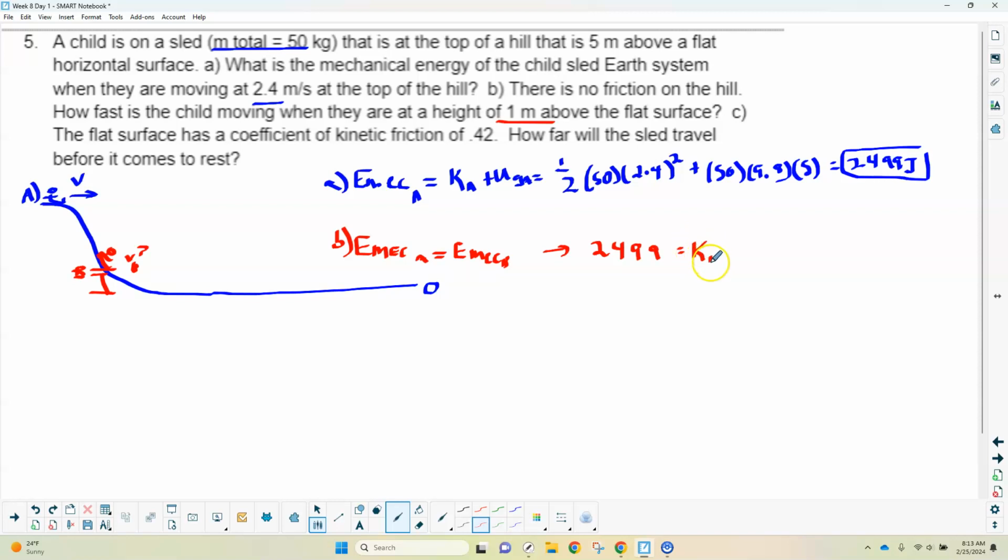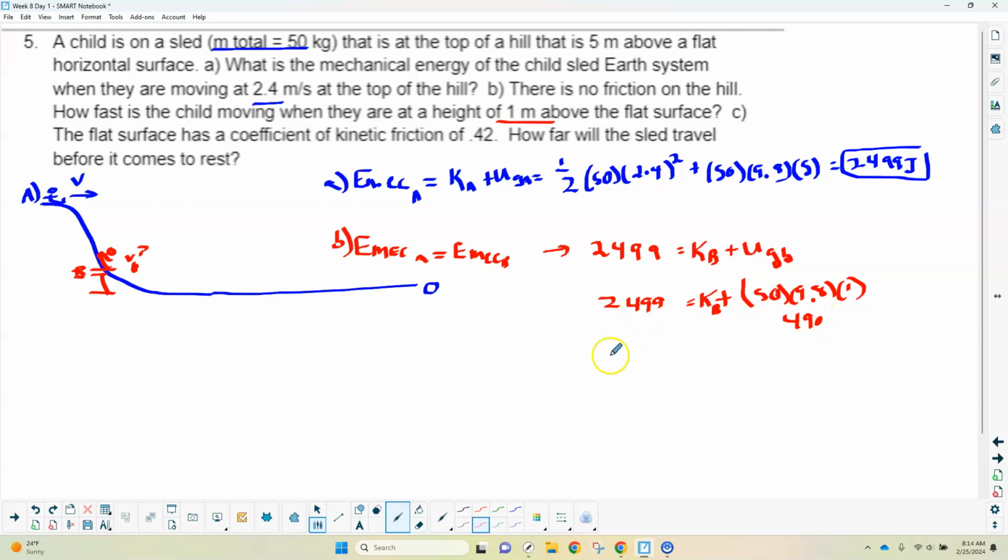the kinetic energy at B and the potential energy at B, and its gravitational potential energy at B. So we can figure out this number pretty easy again from mass times gravity times height. The height is 1, so that's why we plug in that value. And I'm solving for the kinetic energy at B. So 2499 equals KB plus 50 times 9.8 times 1, which is, this is just 490.